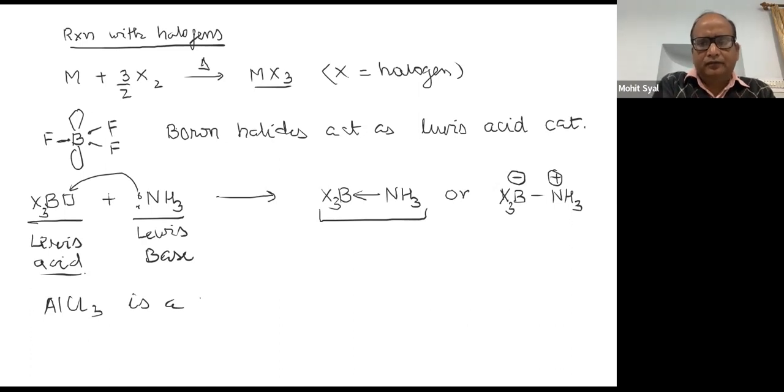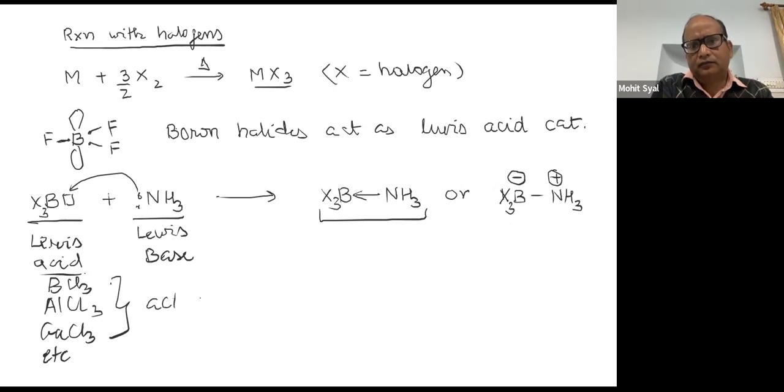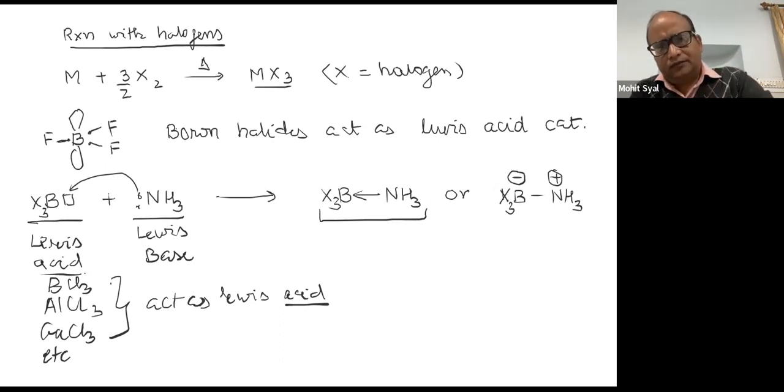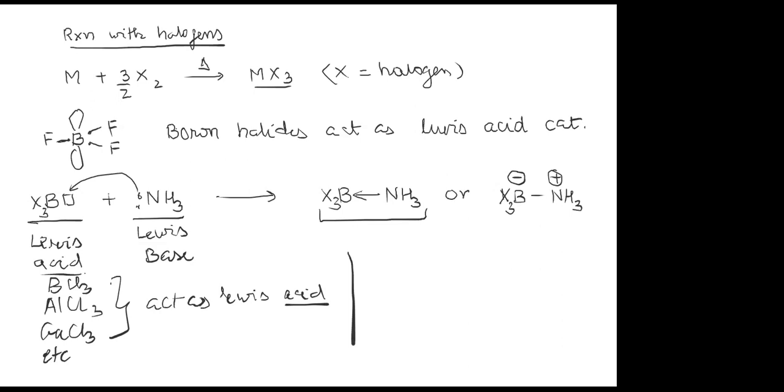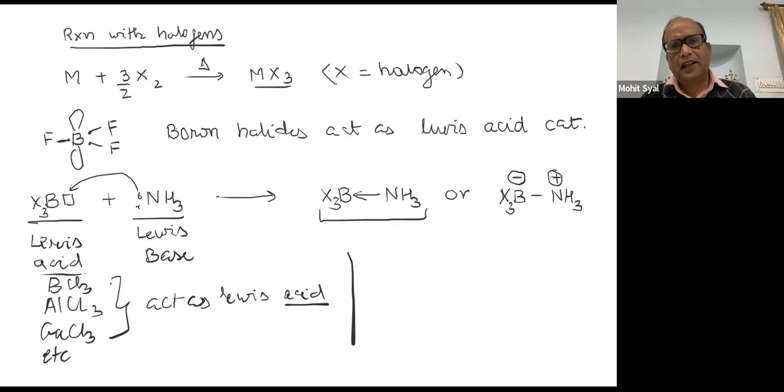AlCl3 or gallium chloride, all of them, even BCl3, these halides act as Lewis acid. Why do they act as Lewis acid? Because these have a vacant orbital and they can accept a pair of electrons from that another atom. Okay, is it clear? Any doubts in this? Okay, very good. So let's move ahead. Let's move to the next topic.